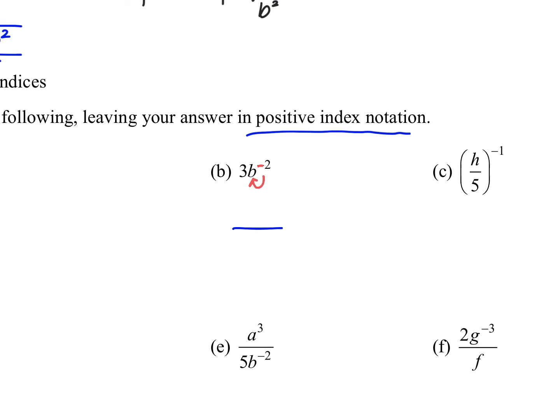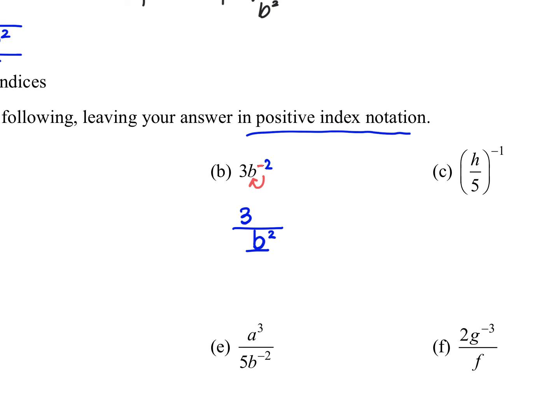So I will need to have a fraction. 3 stays untouched, it stays in the numerator. But now b changes to 1 over b squared. 1 over. So b changed from the numerator down to the denominator, where it's now b. But this is square, so now it becomes b to the power +2. Okay, so this is the answer.